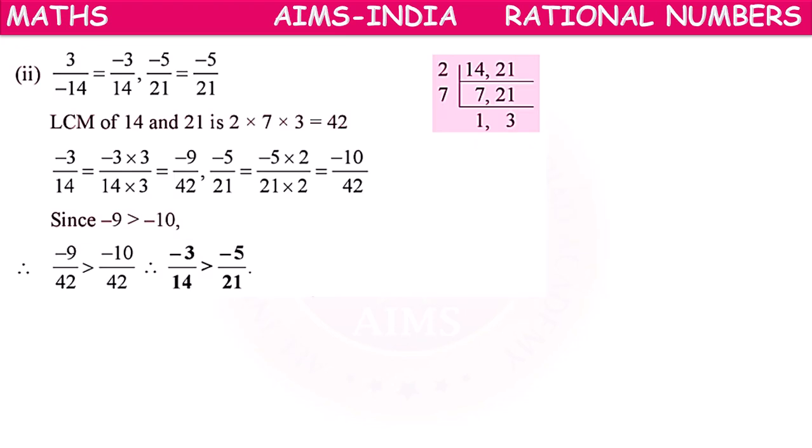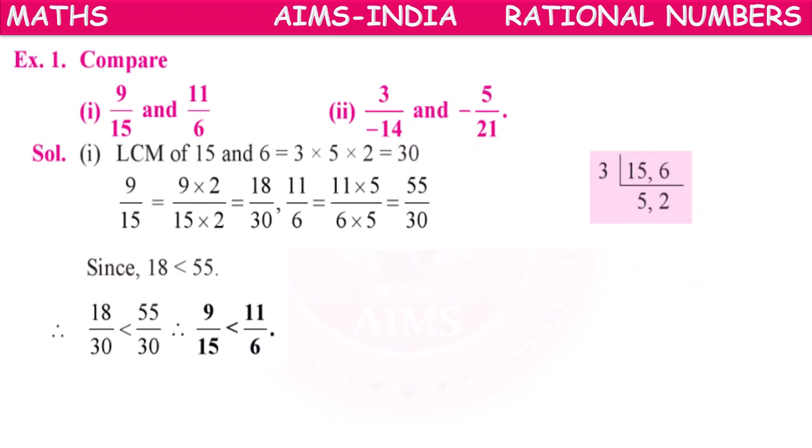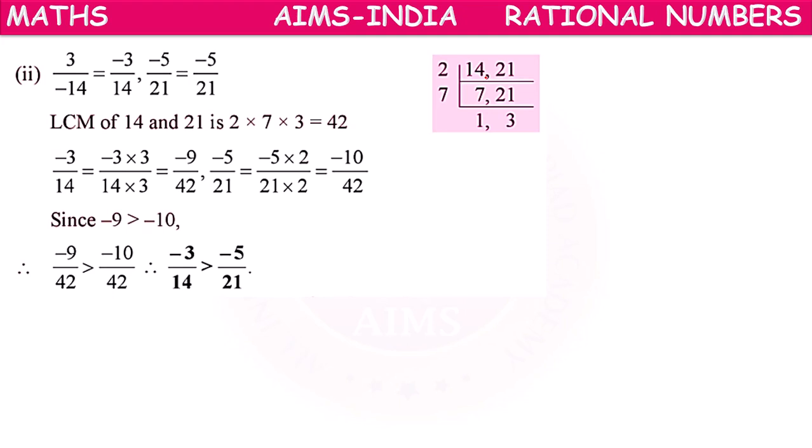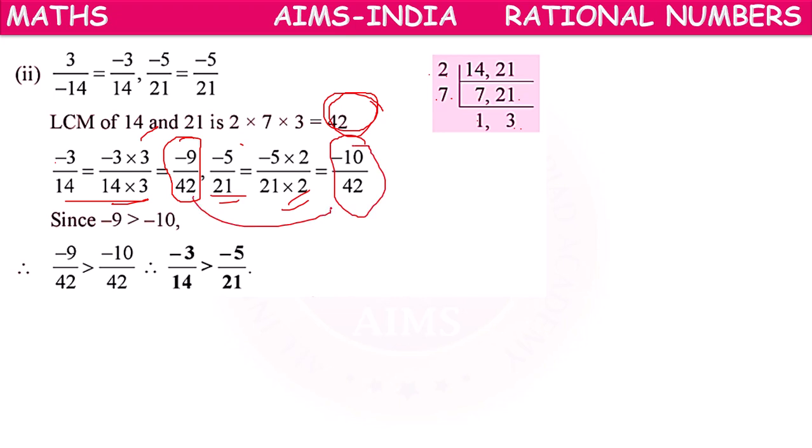14 and 21. Divisible by 7: 7 2 times is 14, and 21 is the same, 7 3 times is 21. 7 1 times 7, 7 3 times 21; 2 7 times 14, 14 3 times 42. LCM is 42. The first one, 14 3 times, multiply by 3: minus 9 by 42. The second one, multiply by 2: minus 10 by 42. The denominators are the same.